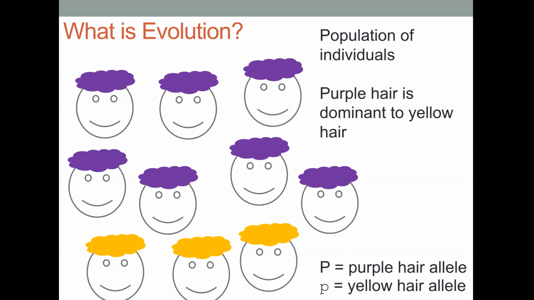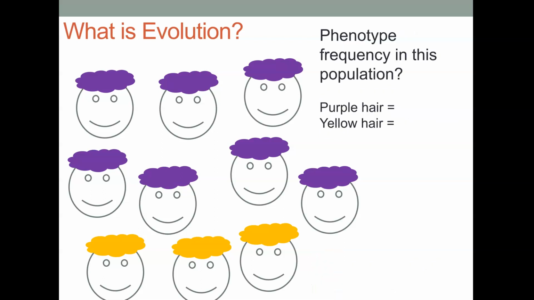So here we have a population of individuals. It looks like we have about 10 individuals. And the allele for purple hair is capital P. And the allele for yellow hair is lowercase p. So that's the recessive allele. So you can see that the purple hair allele is dominant to the yellow hair allele. Remember that dominant versus recessive doesn't necessarily mean there's more of it in a population. It just simply means which one is going to be displayed if you're heterozygous.